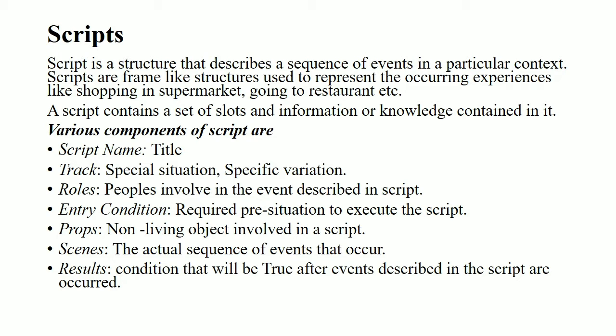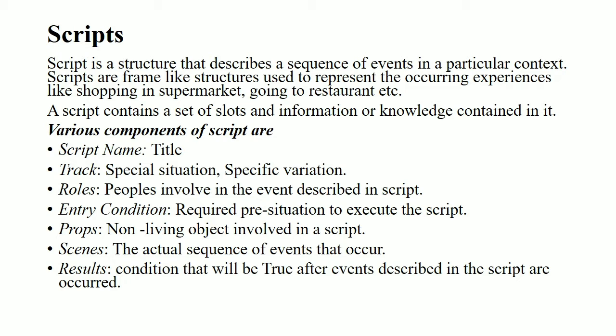The various components of a script are specified by the script name, which gives the title; the track, the special situation or the specific variation that is occurring in that context; roles, the people involved in the event described in the script; and entry condition, a required pre-situation to execute the script. What is the starting state and the end? That is the entry condition. Props are non-living objects involved in the script, along with the actors. What are the non-living objects that are included in that event?